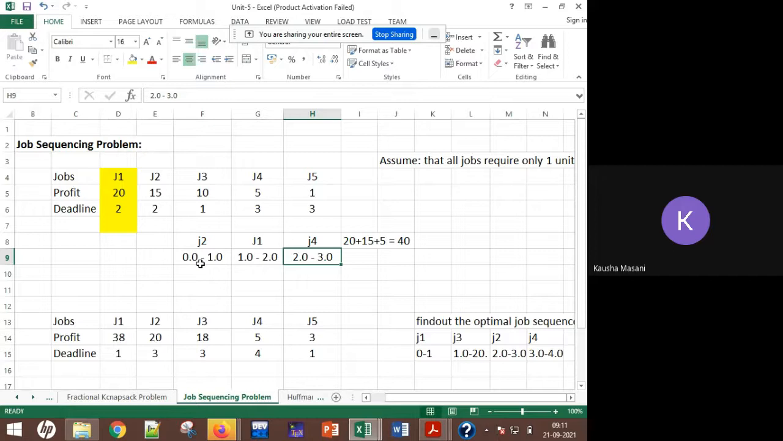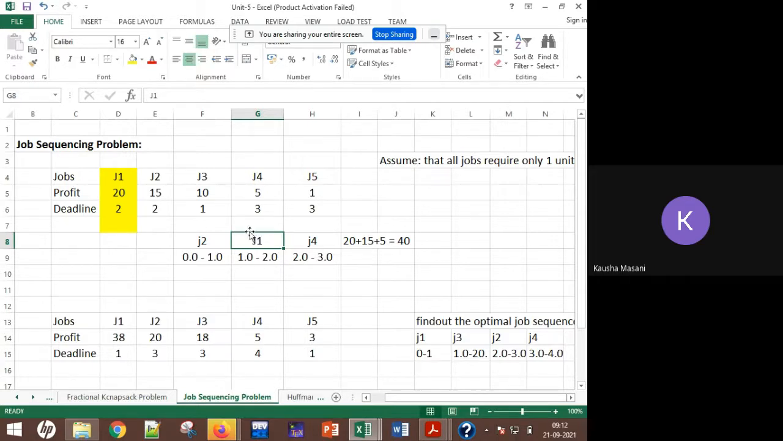Now you start with J1. J1's deadline is 2. That means J1 can be completed in 0 to 1 also, or in 1 to 2 also. But because I am greedy and I want the maximum possible tasks within 2 units, I will place J1 between 1 to 2, the very last point. I am greedy, that's why I'm going to the very end. The deadline for J1 is 2 units, and I can keep it in the first slot also.